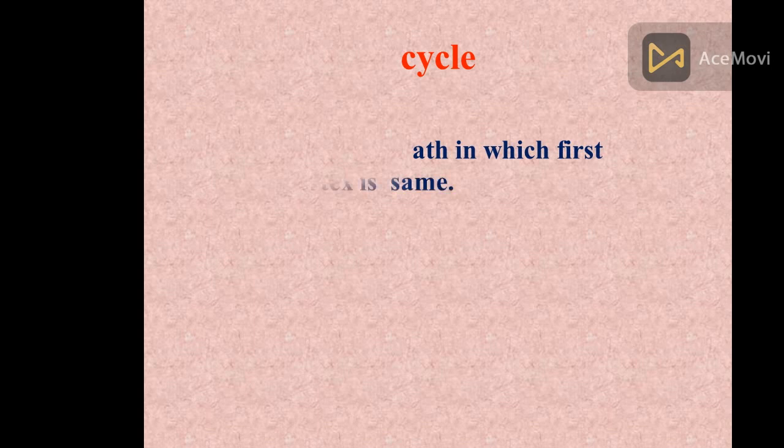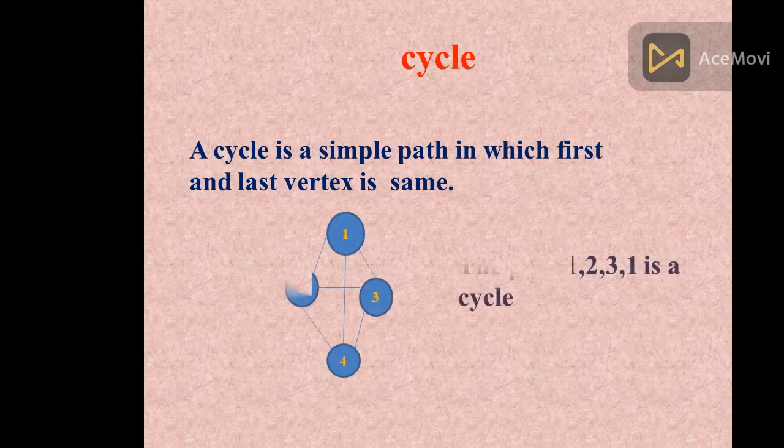Next is cycle. If you find the path for a graph, and the path contains the first vertex and the last vertex as the same, then the path is said to be a cycle. In this example, graph G, we have 1, 2, 3, 4 as vertices. Here the path 1, 2, 3, 1 forms a cycle because the first vertex and last vertex is 1. So this path is said to be a cycle.